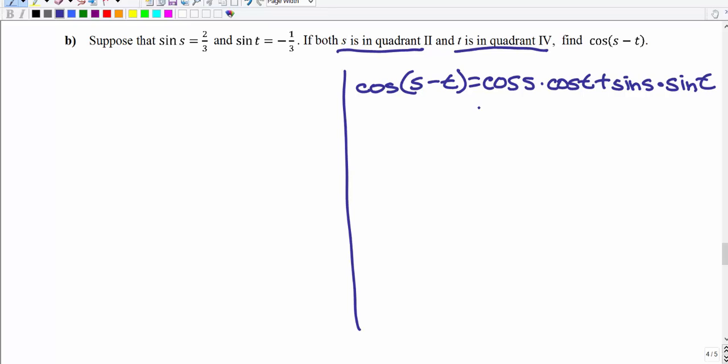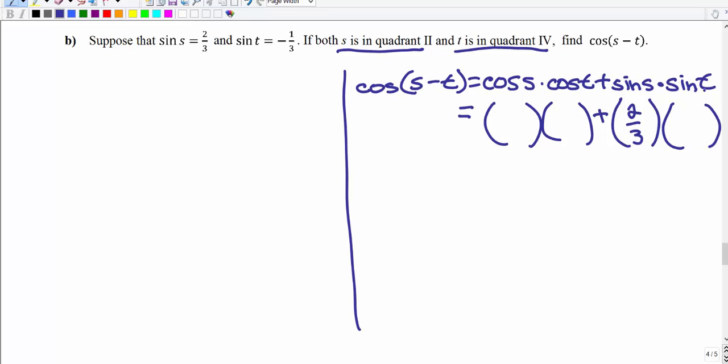So there are two pieces of information that we are already given. We know the sine of angle S. We're going to bring down the sine that's part of the identity, and the sine of angle S is 2/3. We do not know cosine values this time, but we do know the sine of angle T is negative 1/3. So we know two pieces of information, but we need to figure out the other two. We need to know the cosine of angle S and the cosine of angle T.